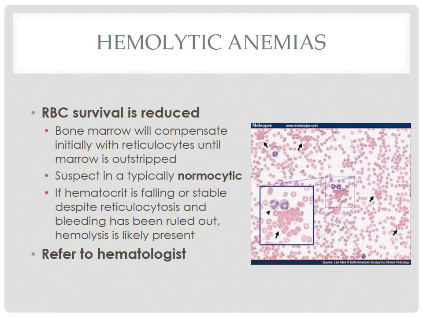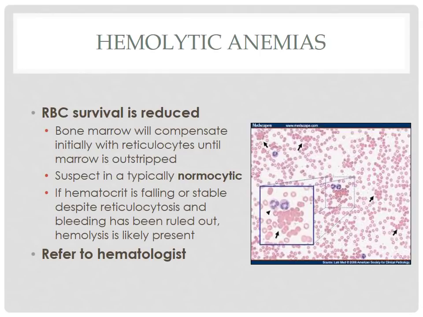Hemolytic anemia. Hemolytic anemias involve a reduction in the survival of the red blood cell. Typically, you will have the bone marrow compensating for the decreased survival by sending out reticulocytes or immature red cells, and it will do this until it is not able to compensate anymore. Typically, hemolytic anemias are normocytic.